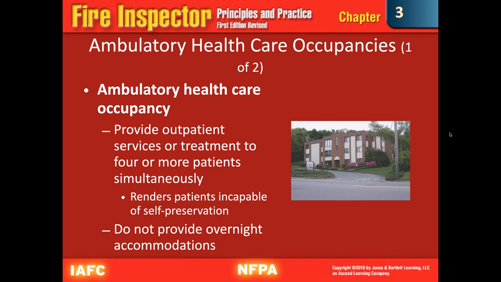Ambulatory healthcare. Again, this is healthcare where they're not staying overnight. They're going to be in and out. So outpatient surgeries, if you're going to get a tooth removed or something of that sort, get a scope done. Ambulatory healthcare occupancy is used to provide outpatient services or treatment to four or more patients simultaneously, but they're not going to stay there overnight. Services include one or more of the following: treatment that renders patients incapable of self-preservation under emergency conditions without the help of others, anesthesia that renders patients incapable, and emergency or urgent care for patients who are incapable of self-preservation.